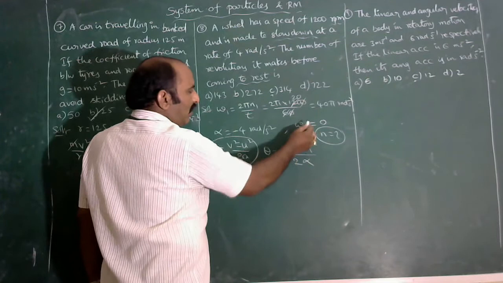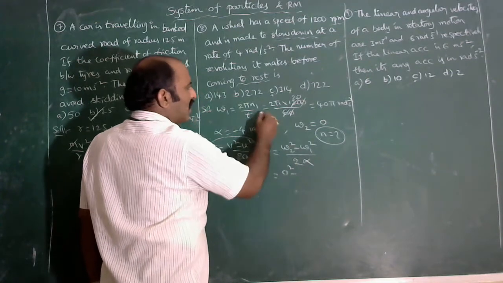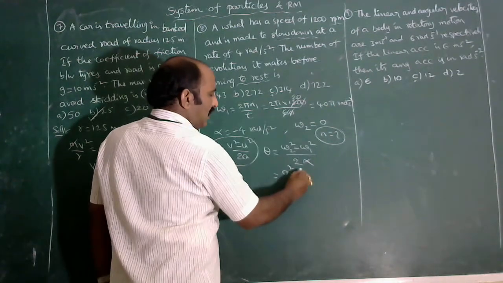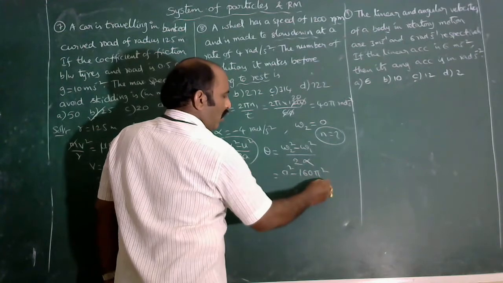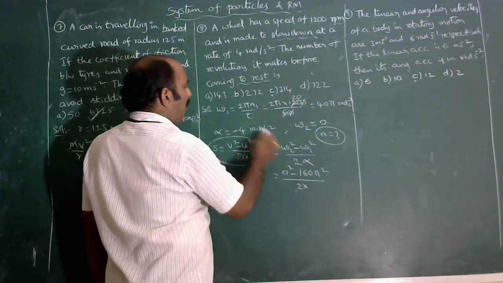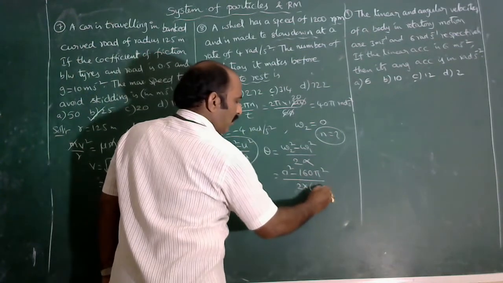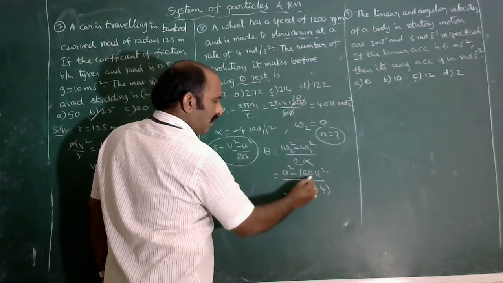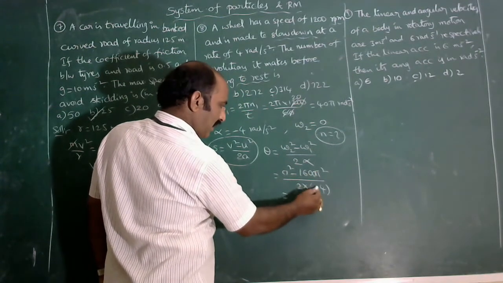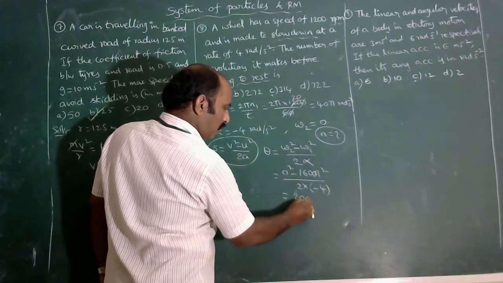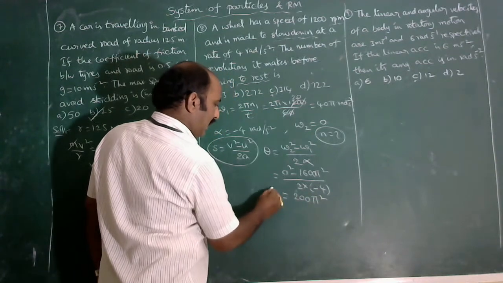Now omega 2 is 0 square minus omega 1 square, 40 pi square means 1600 pi square, by 2 into alpha value given as minus 4. Minus gets cancelled. So finally 200 pi square is the theta value.